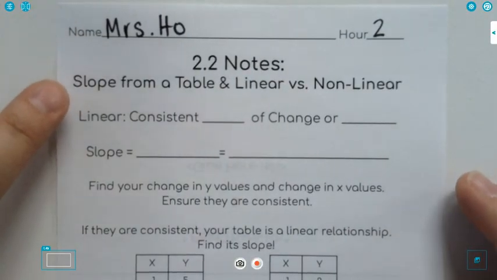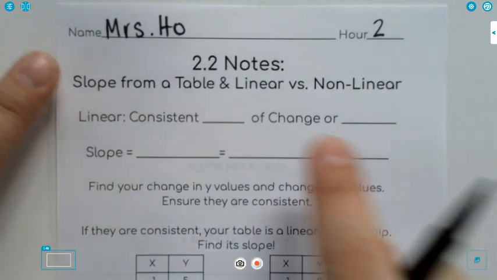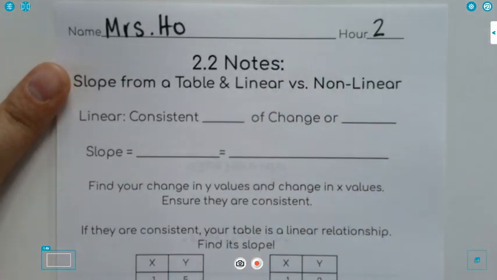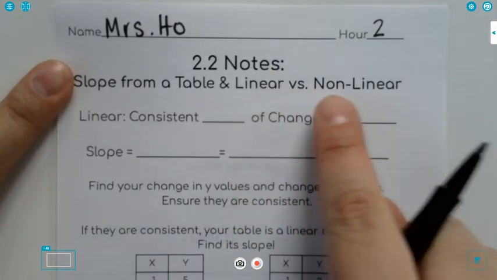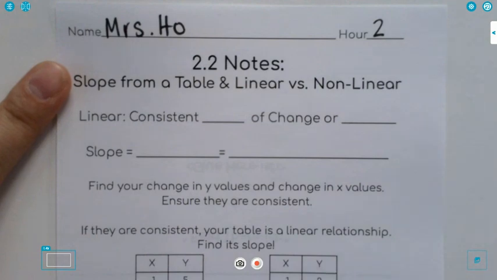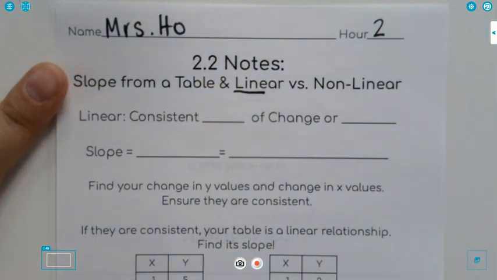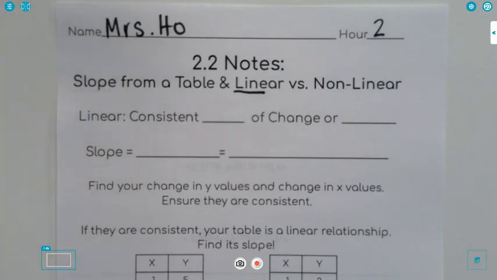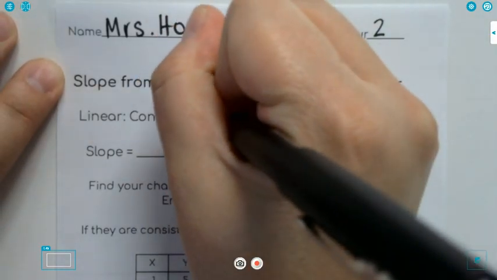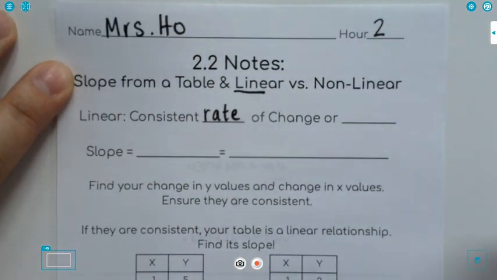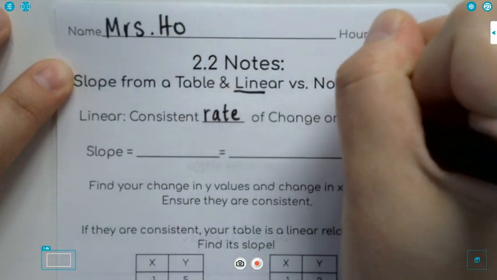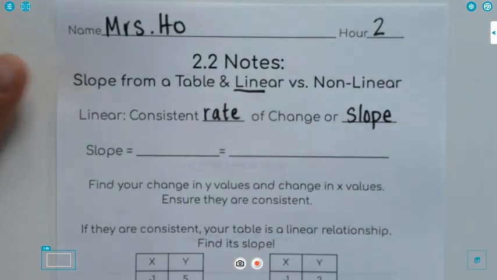Okay, so today we are finding slope from a table, and we are also looking to see whether the relationships that we are given in our tables are linear or non-linear. Linear means that a relationship is a line. So the word line is right in that. Don't pronounce it line R, though, but that has the same root meaning. Okay, linear means you have a consistent rate of change or a consistent slope. Those mean the same thing. So rate of change is another word for slope.